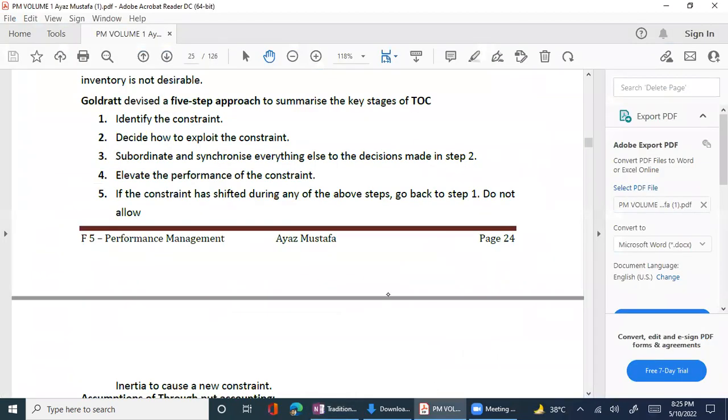So this is the point: if the constraint has shifted during any of the above steps, go back to step 1. Is it clear? Are you getting the steps, and are you getting the meaning as well?